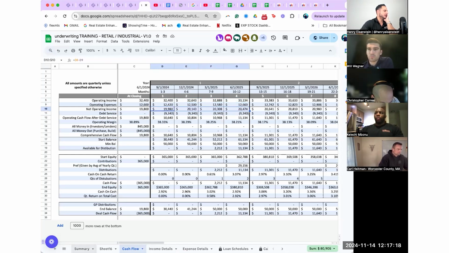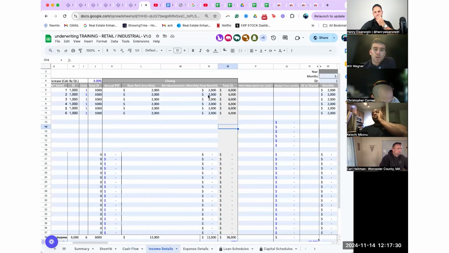Let's say your question was, how would I break it down if it was all triple net? Yeah, my question is, how would you break it down when the tenants are technically reimbursing for the triple nets, so the income and expenses are skewed? Exactly. So what you'll do is, let's just say all of these tenants are triple net.